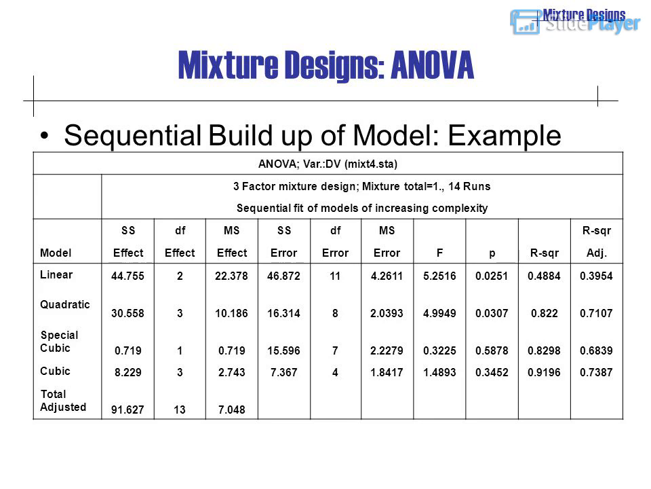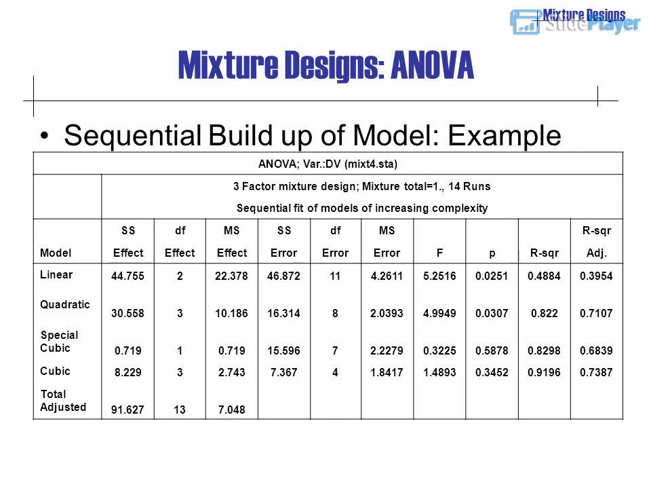Values for the linear and quadratic models: 0.3954, 0.4884, 0.0251, 5.2516, 4.2611, 11, 46.872, 22.378, 2, 44.755, linear. 0.7107, 0.822, 0.0307, 4.9949, 2.0393, 8, 16.314, 10.186, 3, 30.558, quadratic.